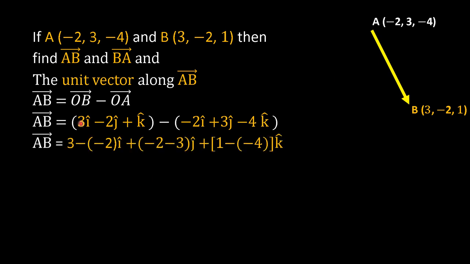It will be 3 minus of minus 2 i cap, minus 2 minus of 3 j cap, 1 minus of minus 4 k cap. It will be 3 minus of minus 2 will be plus 2. So 3 plus 2 will be 5 i cap, minus 2 minus 3 will be minus 5 j cap, and 1 plus 4 will be 5 k cap. So AB bar will be 5 i cap minus 5 j cap plus 5 k cap.